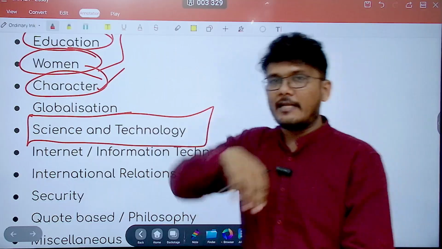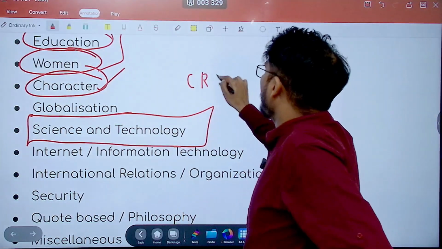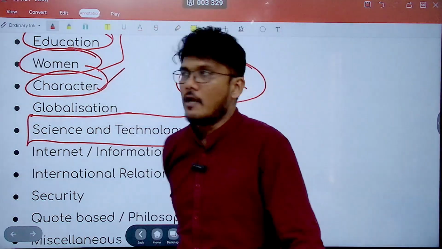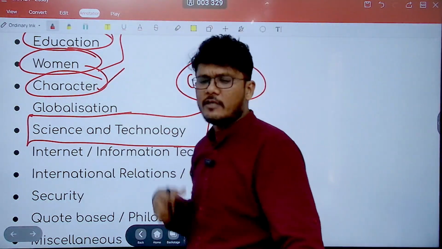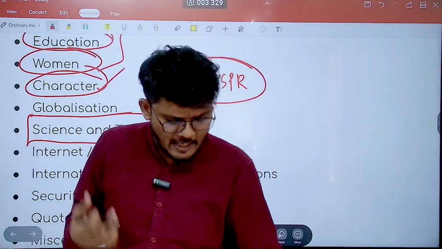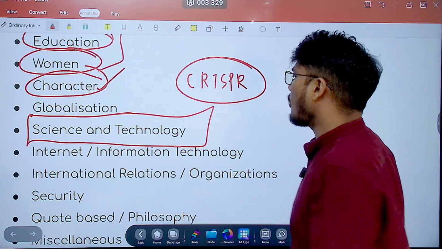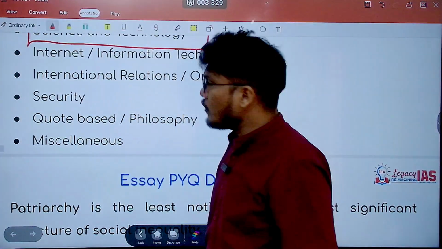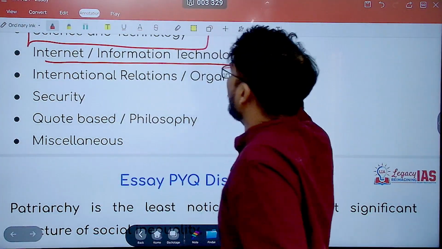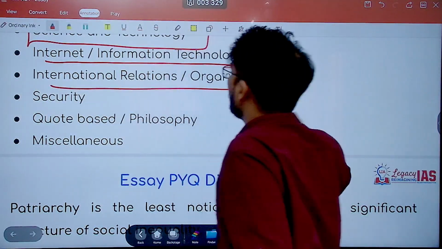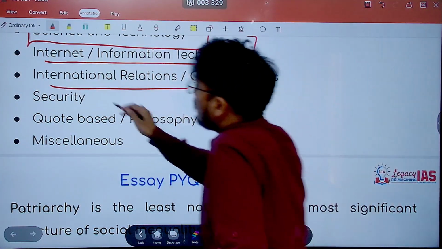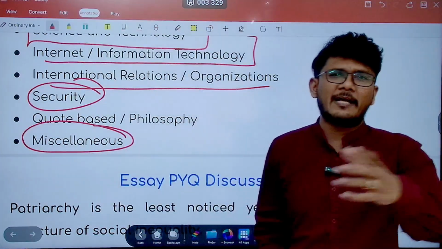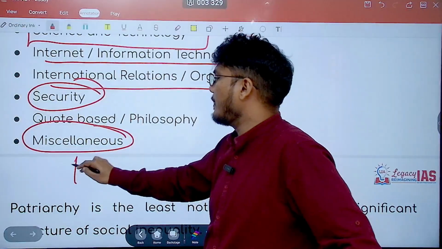particular technology. Let's say they talk about the CRISPR technology. Then it will become very specific, and you have to be sure. But if it is just talking about science and technology, a boon or a bane, and so on and so forth, then that is not a problem as such. Moving ahead, then you have internet, information technology, international relations and organizations, then security, international security, and miscellaneous, maybe one or two; sometimes a sports-related thing is there, so it can come in miscellaneous.